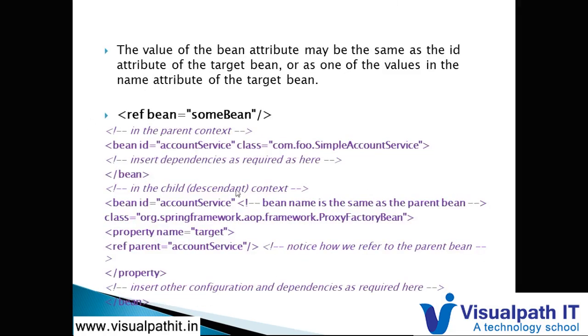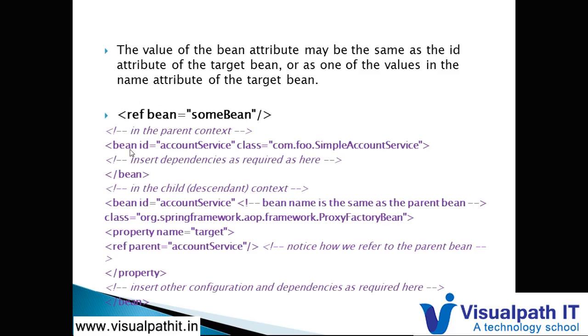This is the example here. The value of the bean attribute may be the same as that of the ID attribute of the target bean, or as one of the values in the name attribute of the target bean. So ref parent is equal to account service here. See, this is just an example. Ref bean is equal to some bean. This is the bean name or the bean ID. It can take the bean ID.